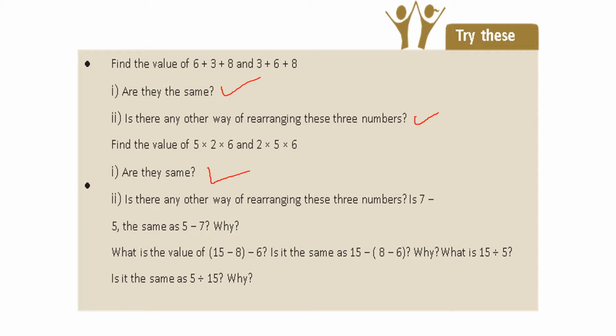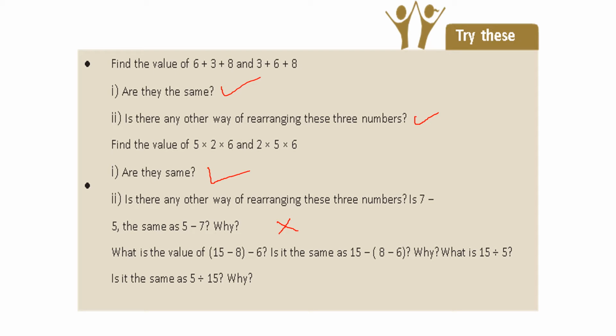In the same way, when you do addition, whichever order you put the numbers in, the answer will be the same. Is 7 minus 5 the same as 5 minus 7? No, it is not the same. When you subtract 7 minus 5 you will get 2, but if you subtract 7 from 5 you will get a different answer, which you will learn in the coming years.